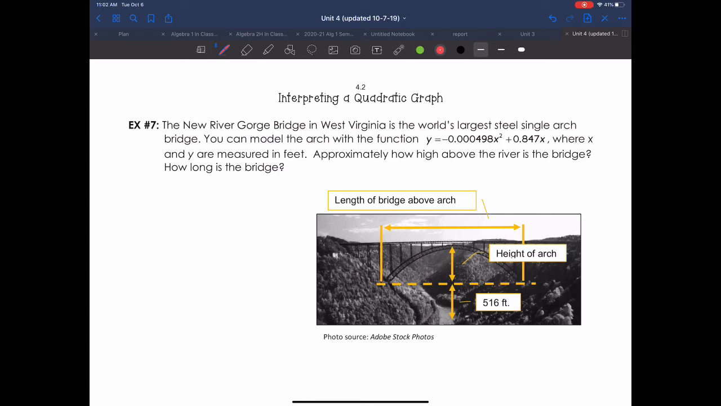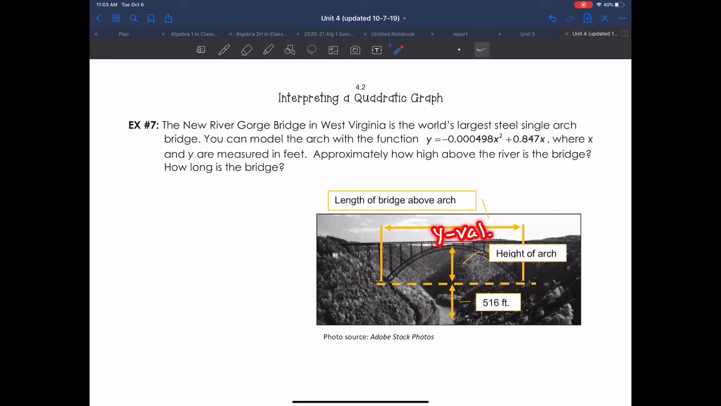We are looking for, first of all, how high off the river the bridge is. I know that the height of the arc is going to be represented right here. But the arc itself also starts above the river, so we're going to have to add this value down here to get the total distance from the river to the height of the arc. Then we're also trying to figure out how long the bridge is, so we're looking from left to right. All right, let's go ahead and start. First things first, I want to figure out what this top point is going to be, in other words, what my y value is going to be up here.